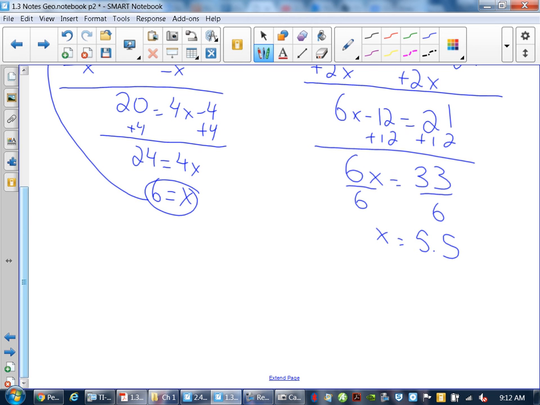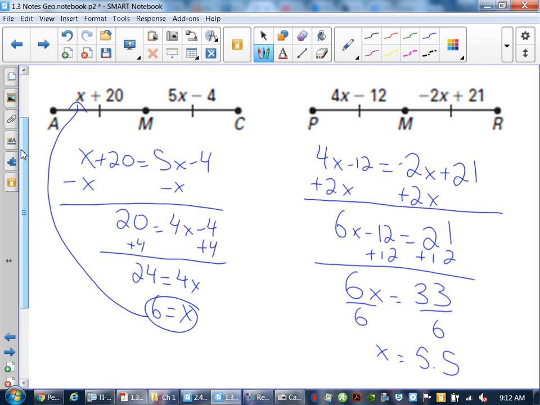Ladies and gentlemen, I'm just going to let you know now: don't freak out if you get a decimal or a fraction for an answer. It happens a lot. It happens more and more throughout the year. It is completely okay. Don't think that you screwed something up. You probably did just fine. Use your calculator.